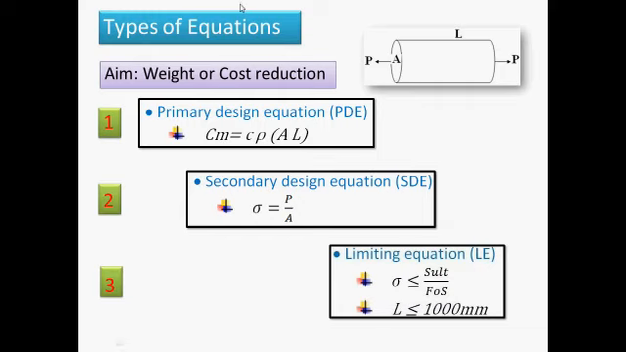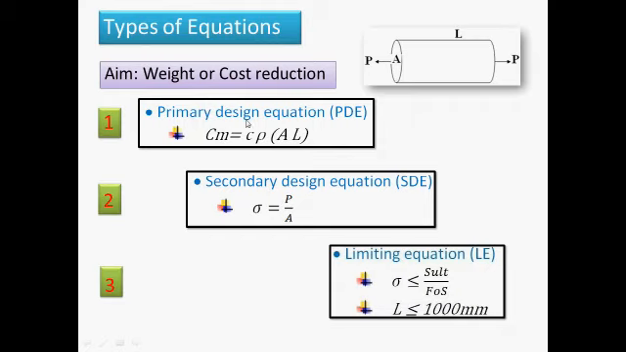Next is types of equations. We are going to classify equations into three types to make the optimization. Suppose I want to reduce the weight or cost. In optimization, weight has to decrease, and cost also we have to decrease.